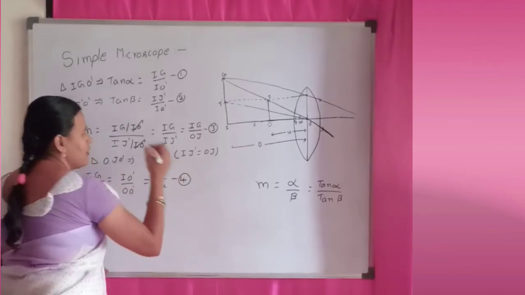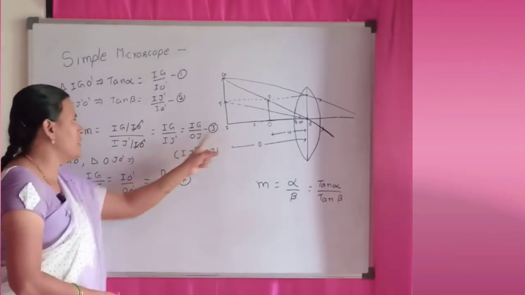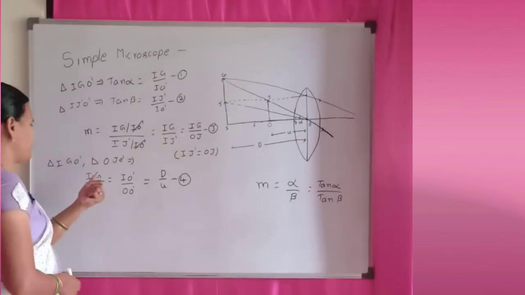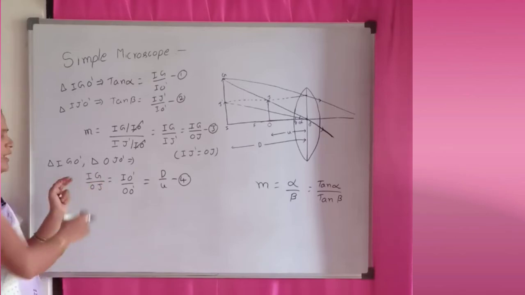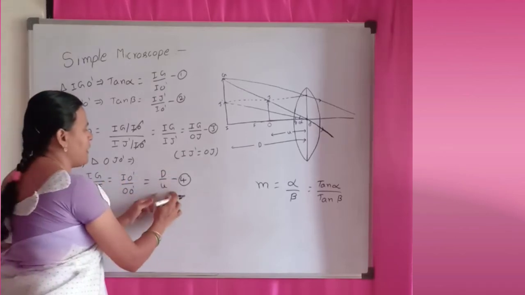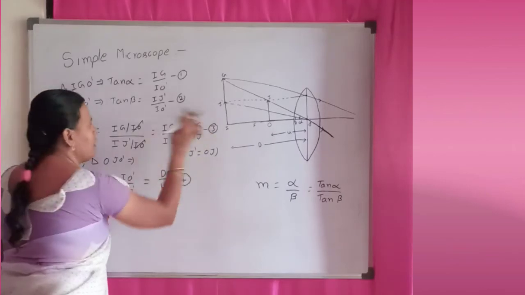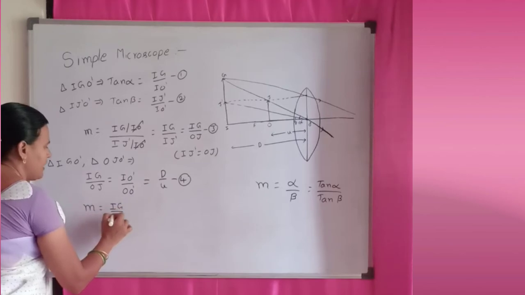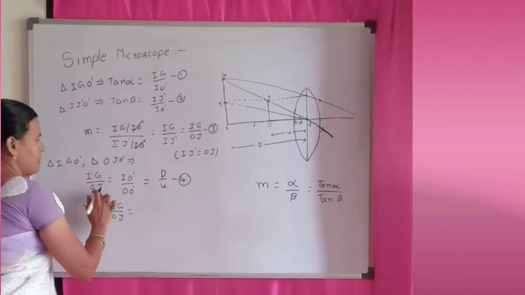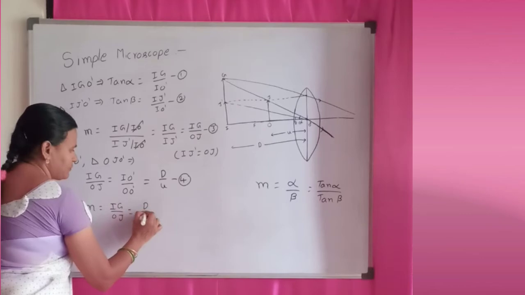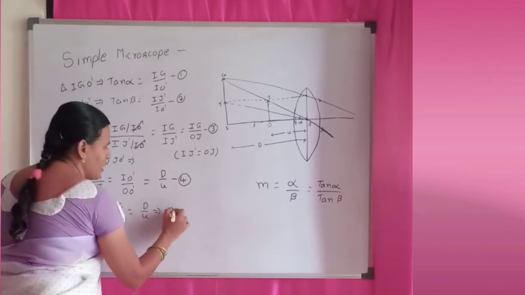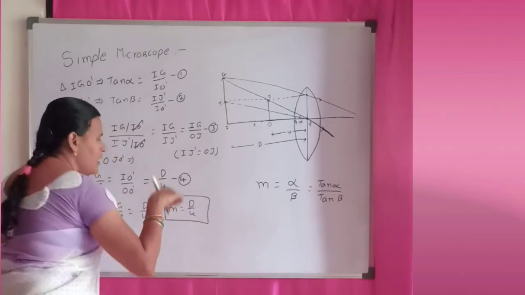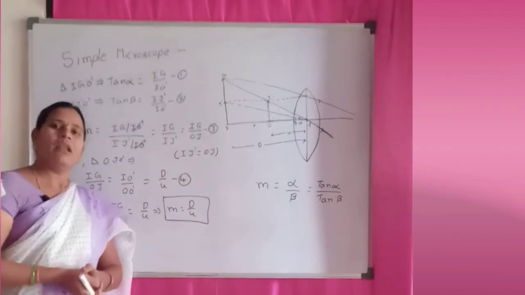So this is the fourth equation. By the third and fourth equations, on the LHS we have IG by OJ, and here also IG by OJ. The IG by OJ value is equal to D by U. So I am substituting this value in the third equation. What is the third equation? M is equal to IG by OJ. But IG by OJ is equal to D by U. So by this equation, what are we getting? M is equal to D by U. This is the magnifying power for the simple microscope.